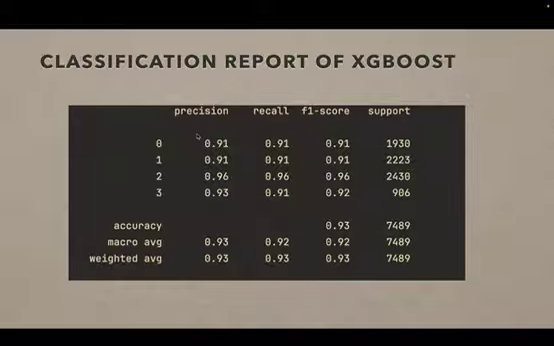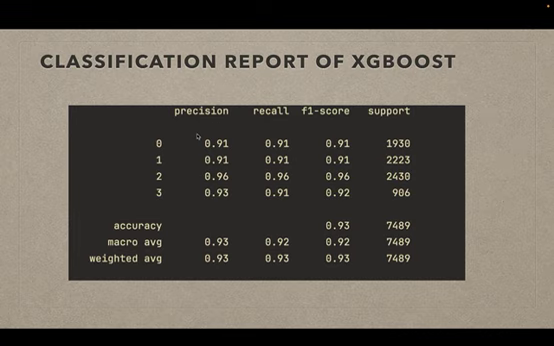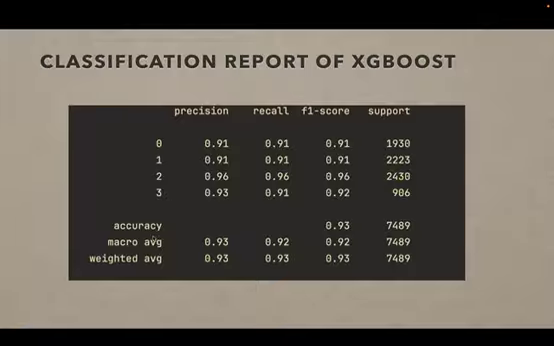For the evaluation, we can see the classification report of XGBoost. Here, precision, recall and F1 score for classes 0, 1, 2 and 3 are present. Accuracy is around 0.93, macro average is around 0.92, and weighted average is around 0.93.